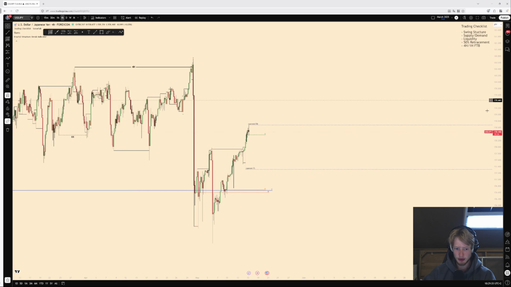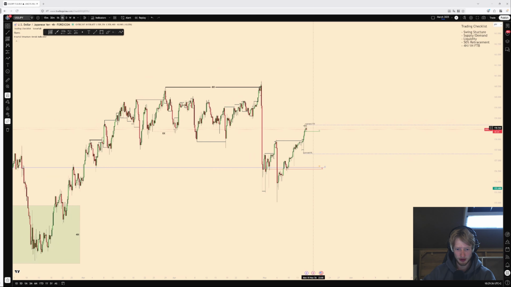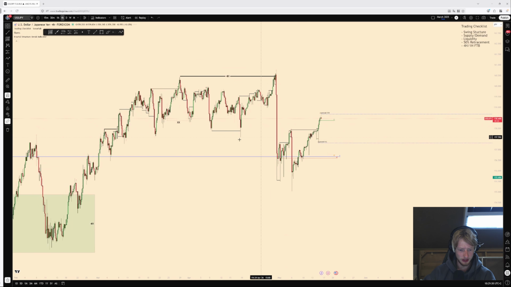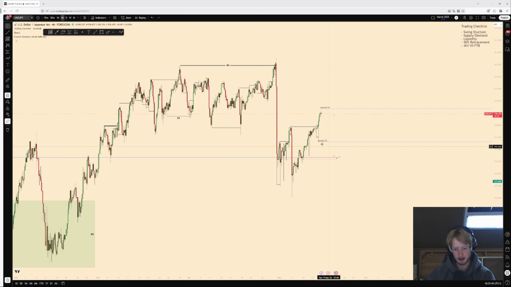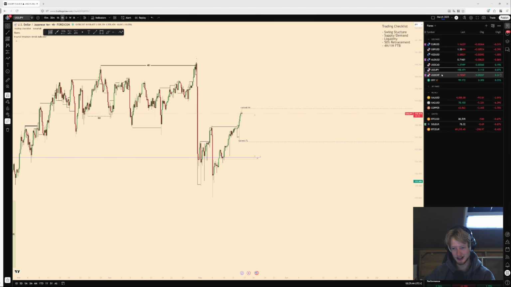Then USD JPY finally started to trade up a little bit higher, but still it's really uncertain for me, and it's not something I'm going to trade. So still going to leave this one on the side.